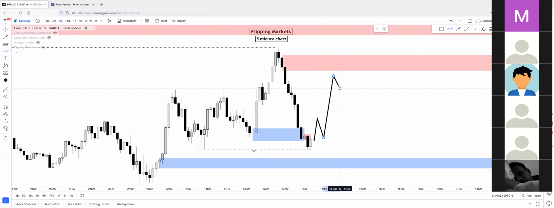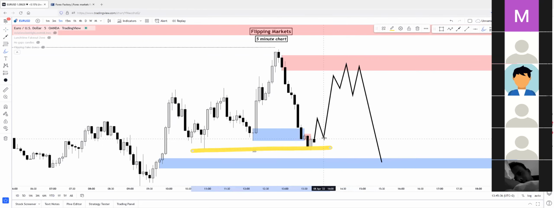So if price can come up to this zone, then a change of character will happen right here. And the continuation of the bearish order flow will happen. And the sweep of the downside liquidity right here at this region will also happen. And the tap of this zone will happen also. Okay, this is the first scenario in the 5-minute chart.